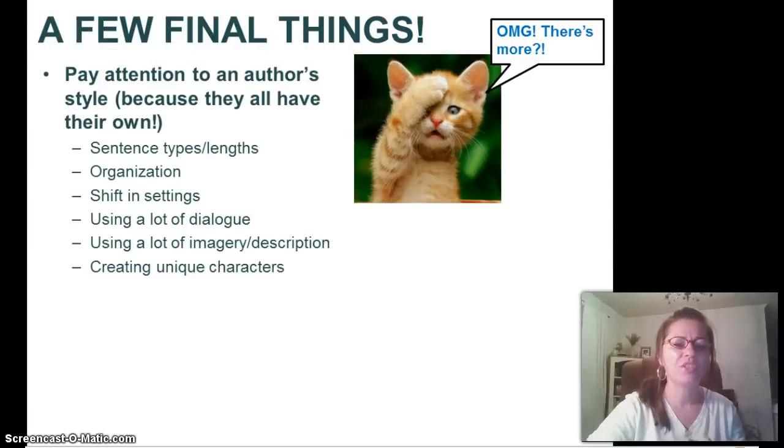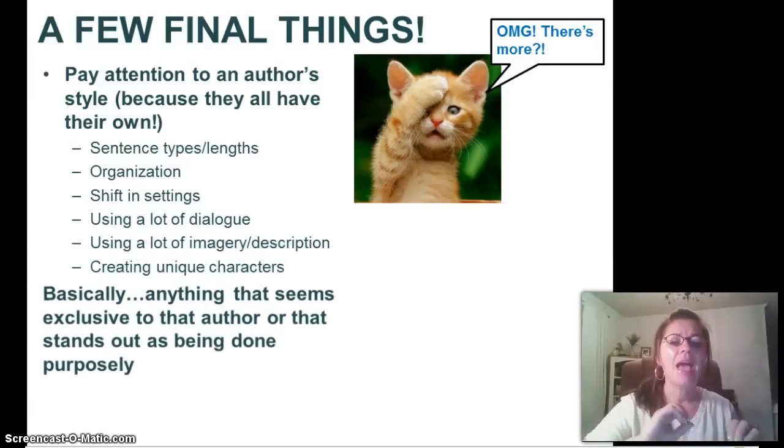Pay attention to an author's style when you're reading fiction because they all have their own. All right, sentence types and lengths may vary depending on the author. Organization may vary. You may see a shift in settings. Some authors love to do that. Using a lot of dialogue. Again, some authors love that. Using a lot of imagery, description, and creating unique characters. Basically, anything that seems exclusive to that author or that stands out as being done purposely is probably a style.